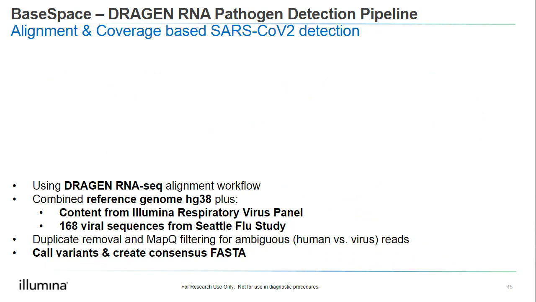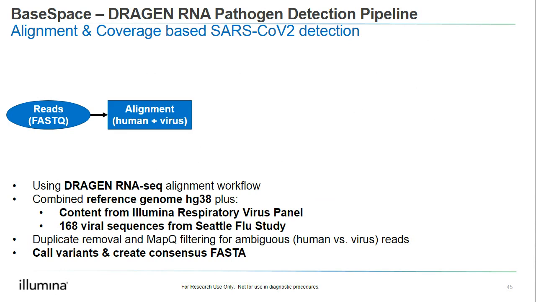Let's talk about the general workflow for this app. So with this app, the reads or the FASTA file will be aligned to the reference genomes. There are two main references built in this app. The first reference is based on HG38, the human genome, and then Illumina respiratory virus panel. And the second reference genome will be HG38 and 168 viral sequences from Seattle flu study. This is a default setting. So if you have your own panel, you can also select the custom option.